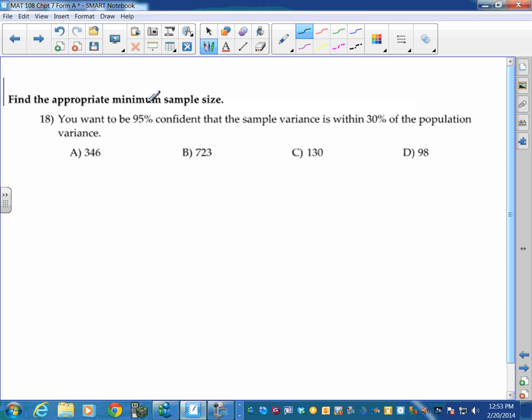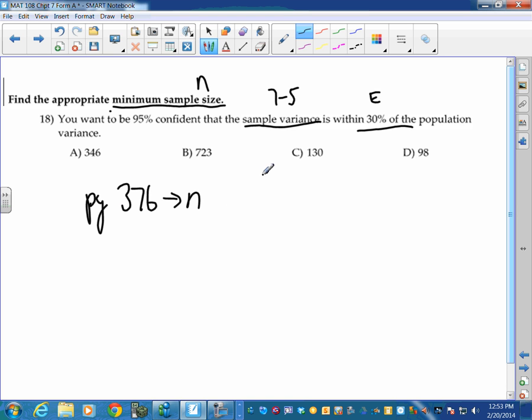What letter is the minimum sample size? N. You want to be 95% confident that the sample variance is within 30% of the population variance. There's your error. So how do you find N on board 7.5? What does the board say? Page 376 to find N.